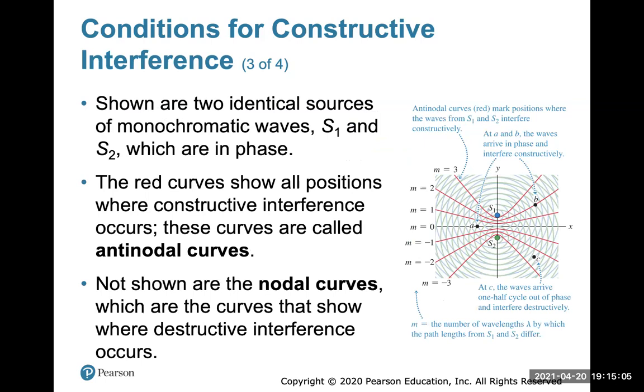Let's go back to the original picture. We could collect all the points in this 2D space for which there is constructive interference. If we borrow the language of a standing wave and talk about nodes and antinodes, an antinode is the point of largest superposition. A node is the point of most destructive superposition, where the amplitude is approaching zero. So the antinodal curves are these loci of complete constructive interference.